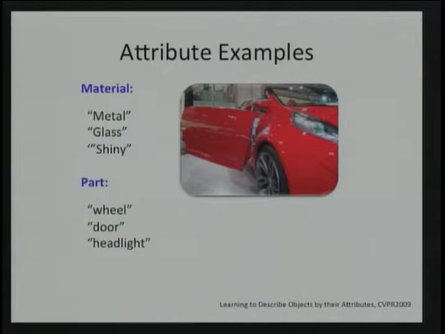So here is an example of objects in this data set. For this thing, we have labels like: this has metallic surfaces in it, it has glass, it's shiny, it has wheel, door, headlight, and so on. So I want to be able to learn to predict attributes. How do I do this?